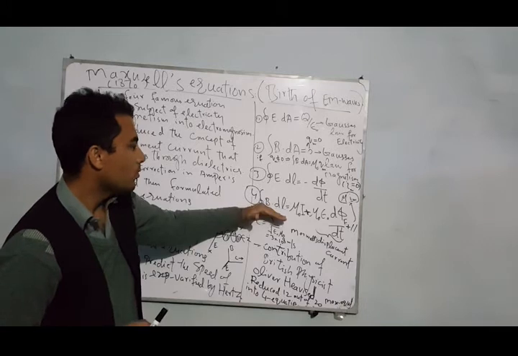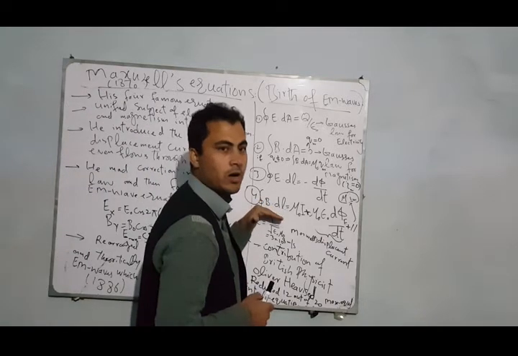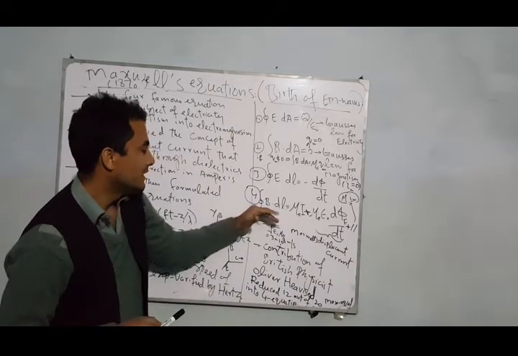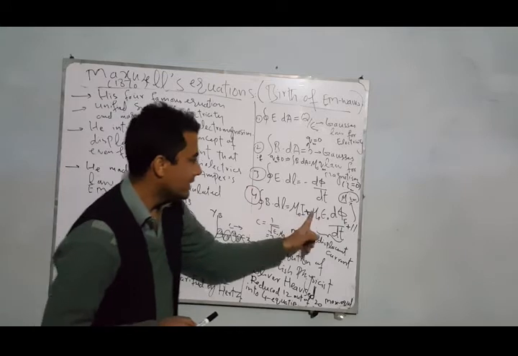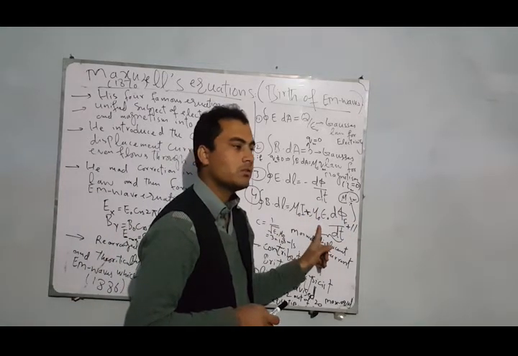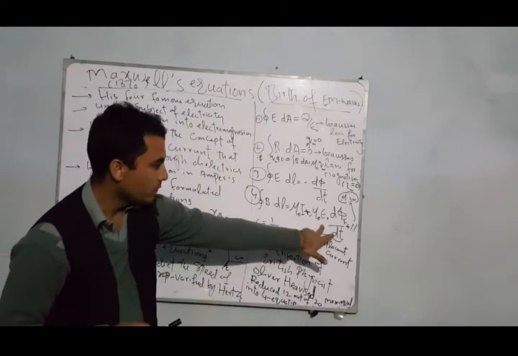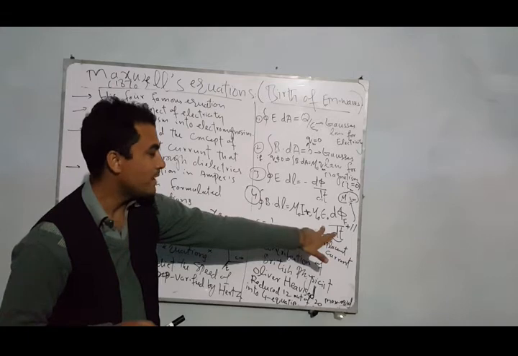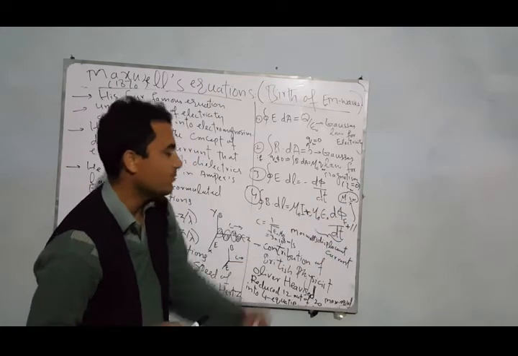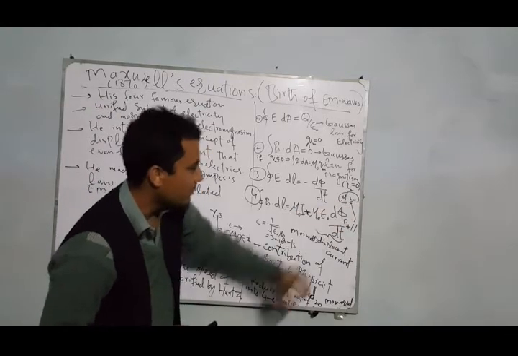Now comes the major contribution of Maxwell, which is basically the Maxwell-Ampere law. In this law, this is basically called the correction term, which is basically the development of Maxwell, and this term is basically the displacement term. This term is called the displacement current term. Why is this called displacement current?